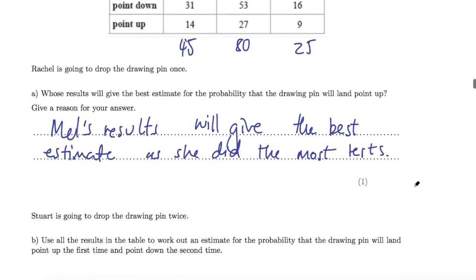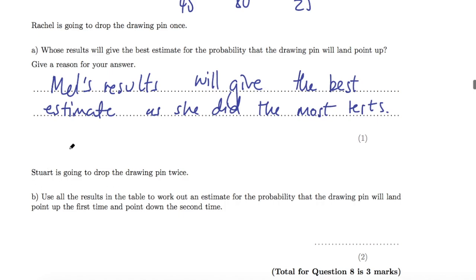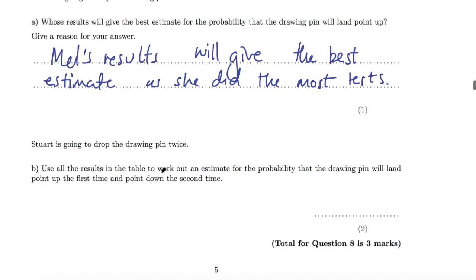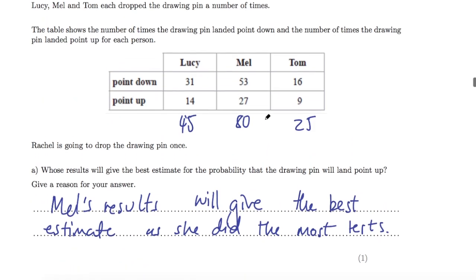For 1 mark. The second part of this question says, Stuart is going to drop the drawing pin twice. Use all the results in the table to work out an estimate for the probability that the drawing pin will land point up the first time and point down the second time. So keywords there, point up the first time, point down the second time. So let's have a look at this table again.